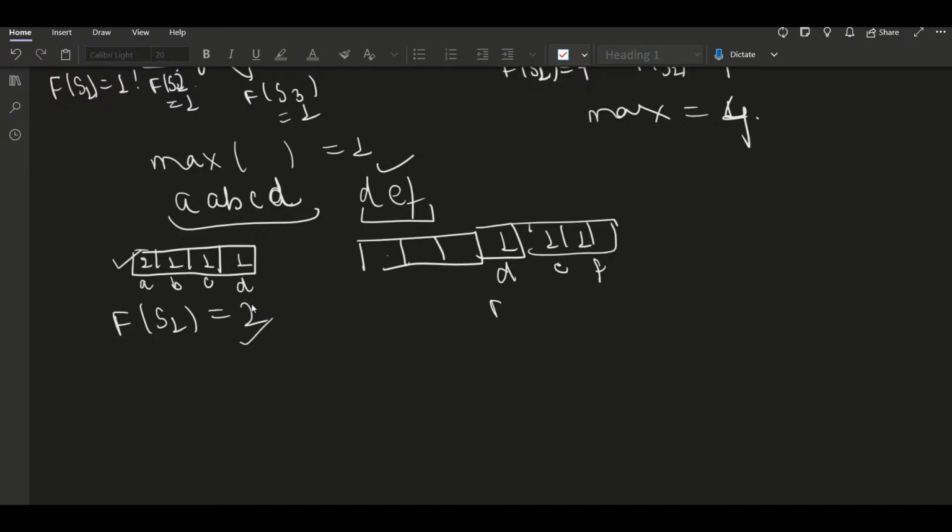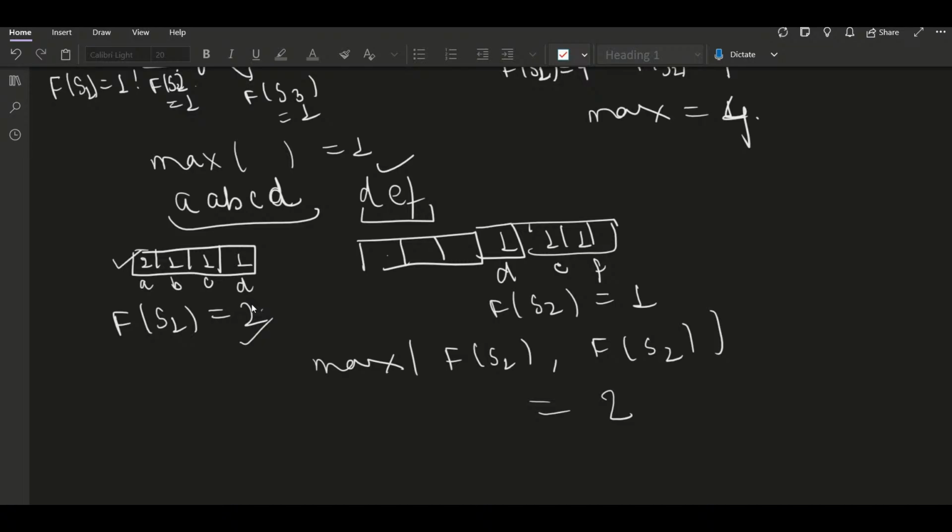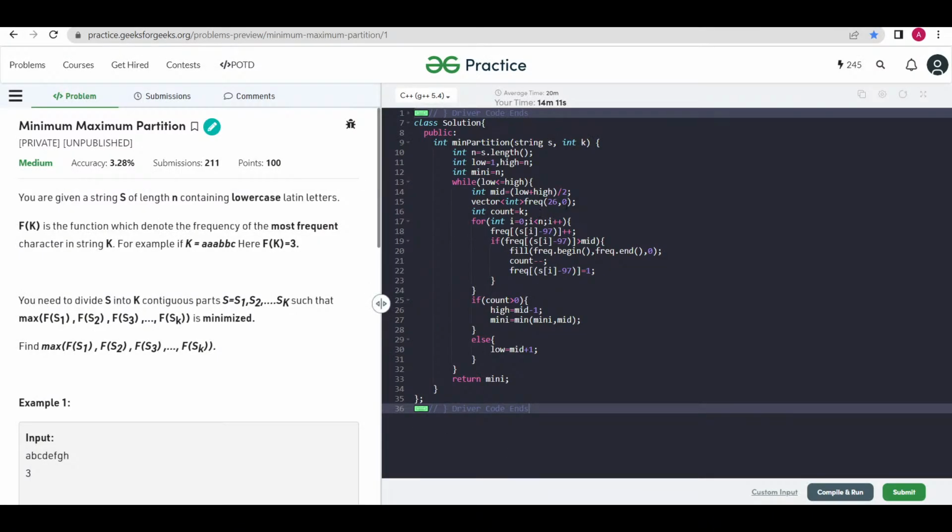So we can easily find that f of s2, the maximum character frequency, is 1 in this example. So when we find the maximum of f of s1 and f of s2, we get 2, since the value of f of s1 is 2 and the value of f of s2 is 1. We'll be returning the maximum value at the end. For each partition we have to have a frequency array, so we are maintaining a frequency array of size 26, because we have 26 alphabetical characters, and for each character we'll have the frequency.